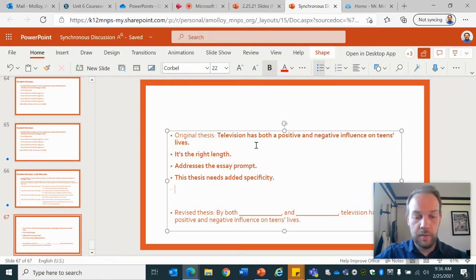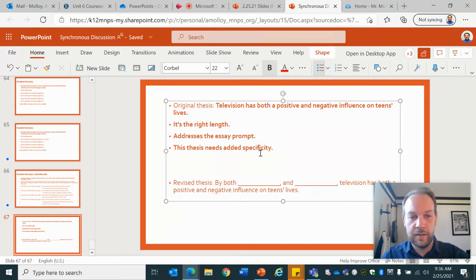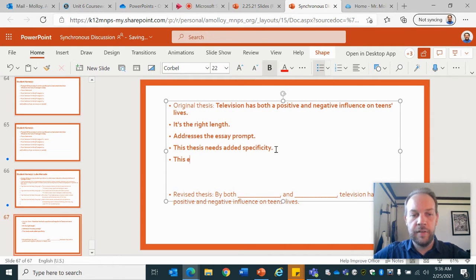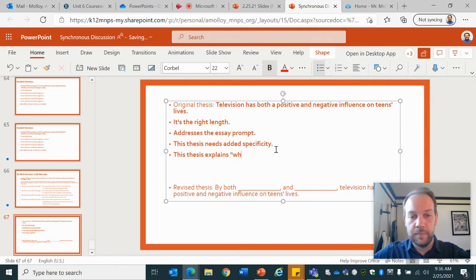All right. One way that I put this with students today was that this thesis explains what, but it doesn't explain why. So this thesis says what television does. It has a positive and negative influence on teens' lives, but it doesn't say why it does that. It doesn't go the extra step in explaining the student's reasoning.